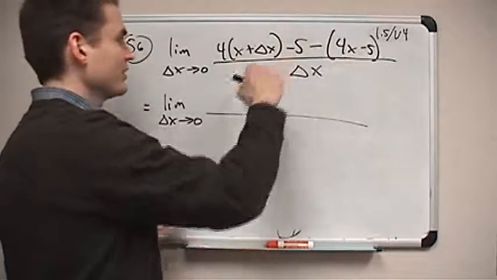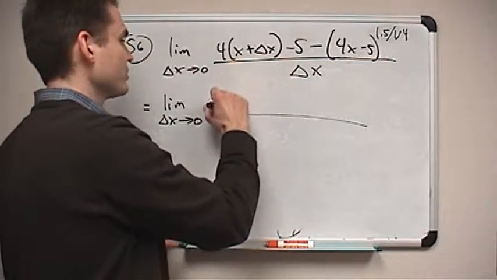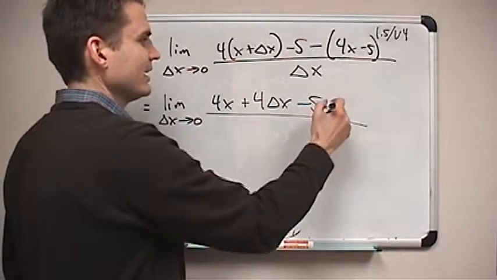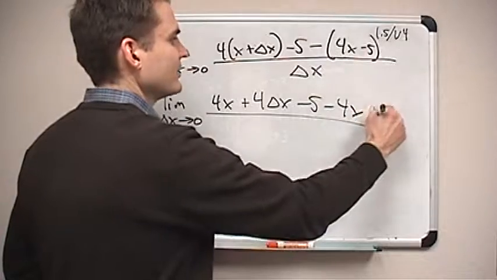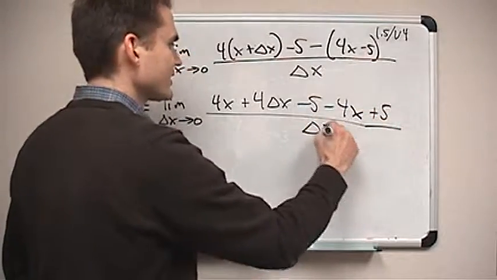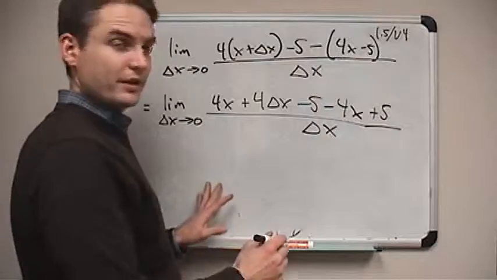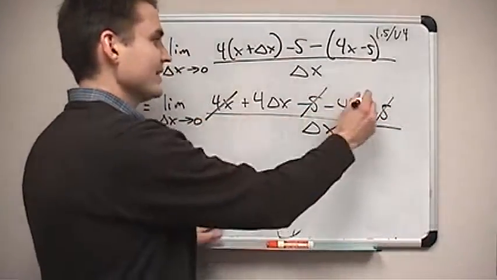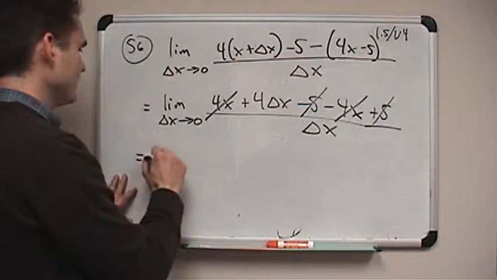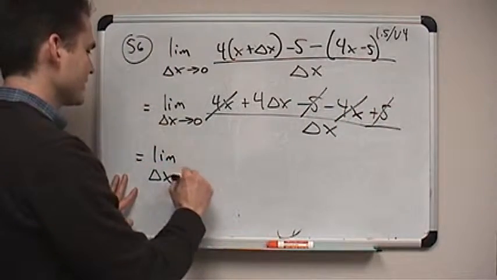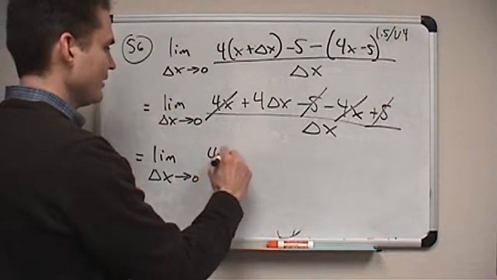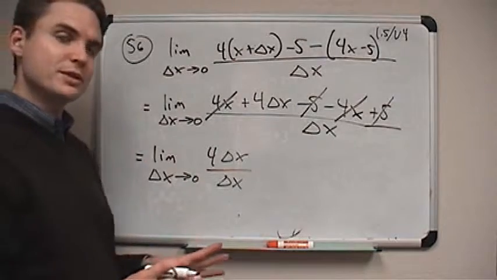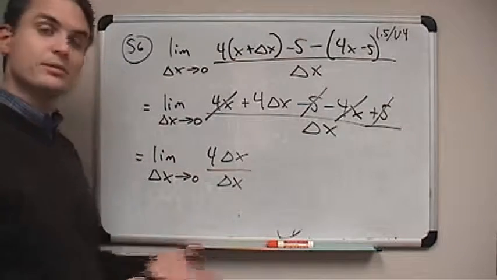I want to try simplifying the numerator first. I distribute the 4 into the parentheses. I get 4x plus 4 delta x minus 5, minus 4x plus 5, all over delta x. So a couple of things cancel. The -5 and the +5 cancel. The 4x and the -4x cancel. And all I have left is the limit as delta x approaches 0 of 4 delta x over delta x. So far, all we've done is use some algebra. But now we can actually use the replacement theorem.